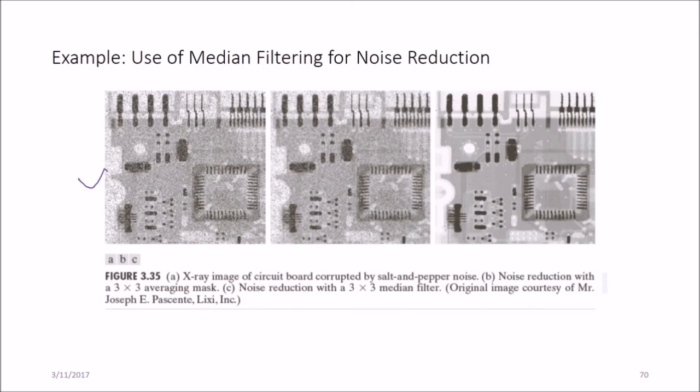We apply the median filter for noise reduction. This is the X-ray image of a circuit board with salt and pepper noise, as you can see. And this is the noise reduction with a 3 by 3 averaging mask. And this is the noise reduction with a 3 by 3 median filter. This is the averaging mask and this is the median filter. See how clear it is.